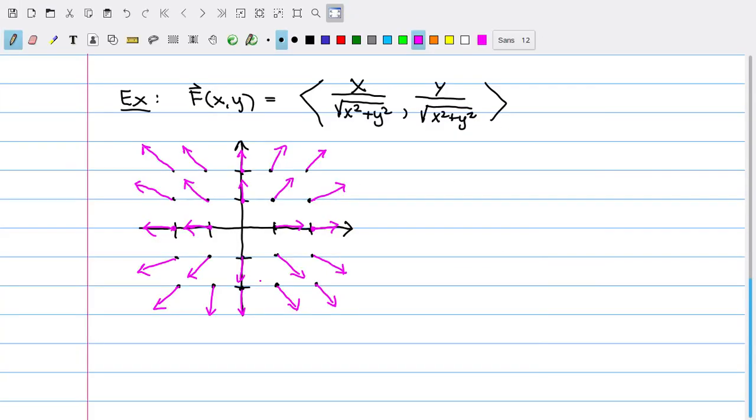Just like any such graph, we can fill in more detail by making our grid more fine. But at this point, we can also kind of guess a pattern. In particular, if I choose any random point, I'm going to end up with a vector of length 1 in this case, which points directly away from the origin. So if I wanted to fill this in a little bit more, with even more detail, I'm just going to get more and more vectors like this.